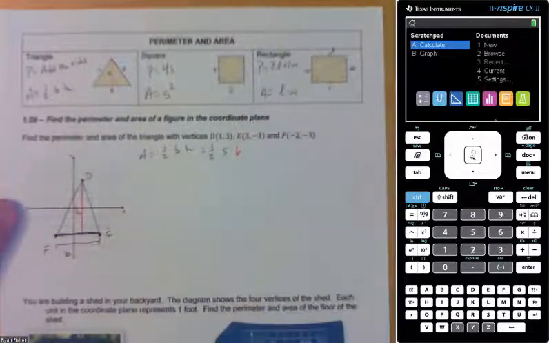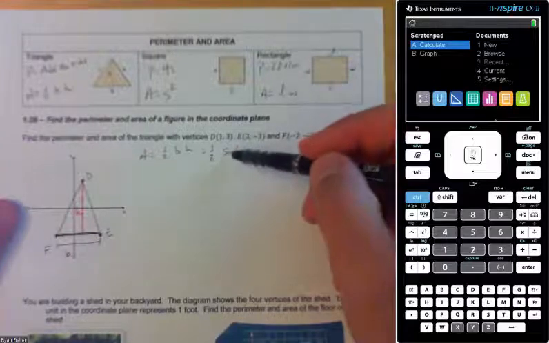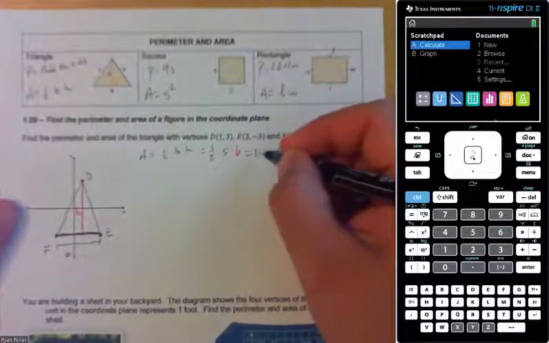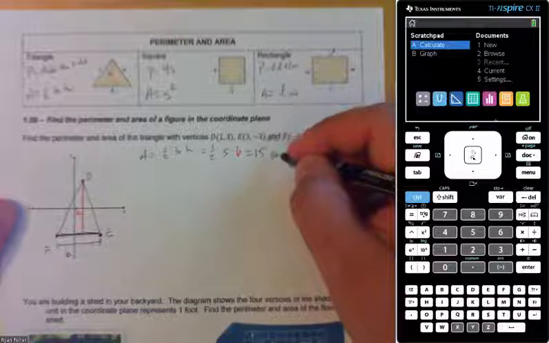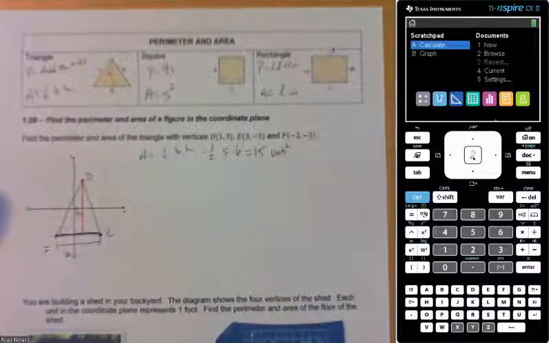Half times 5 times 6. 5 times 6 is 30. Half of 30 is 15. And area is measured in square units.